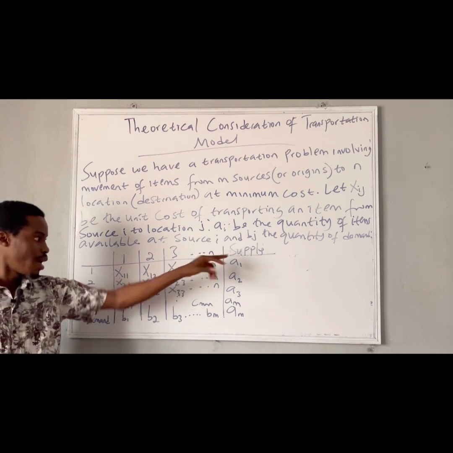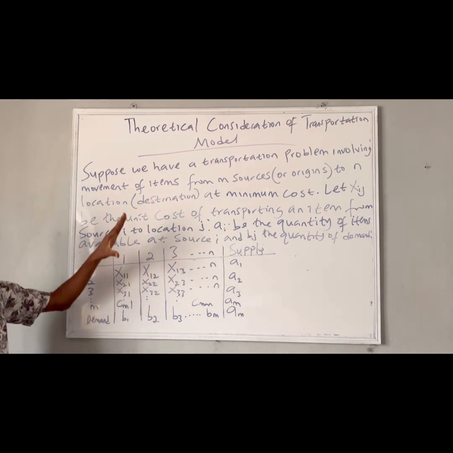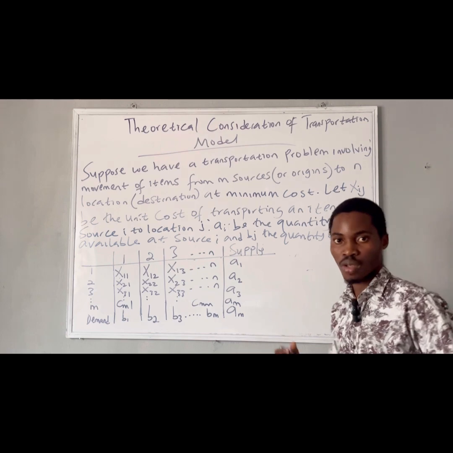Remember, our supply and demand, the total cost of items of supply and the total cost of demand must be equal, so that the transportation model can be a balanced type. So that's why we have a minimum cost. So here we now have a summation sign.